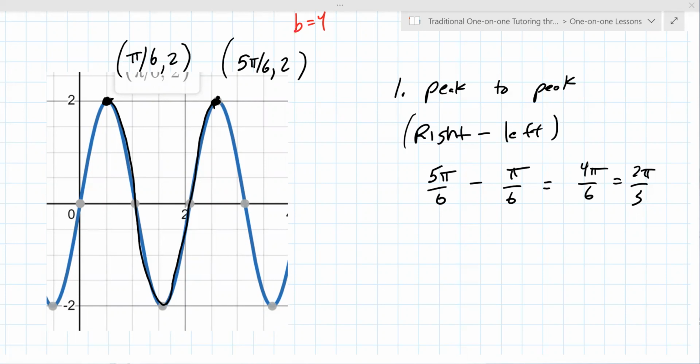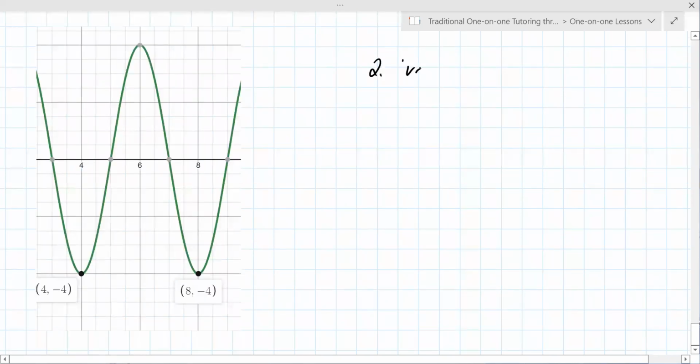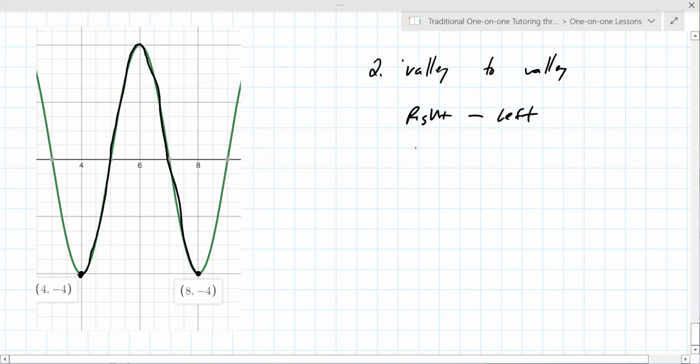All right. So similarly, I could give you valley to valley. So this is your second option. Here's another graph. So another option is you can go valley to valley. You're starting at the bottom, you climb up to the top of the hill, and then you come back down and you're back where you started. And again, it's right minus left, and it's your x values. It's that 8 minus 4, which is 4. It's these values here.